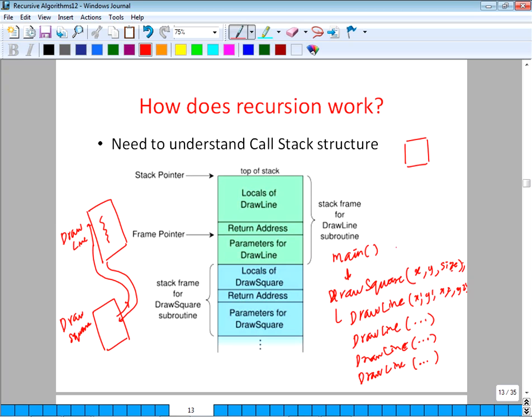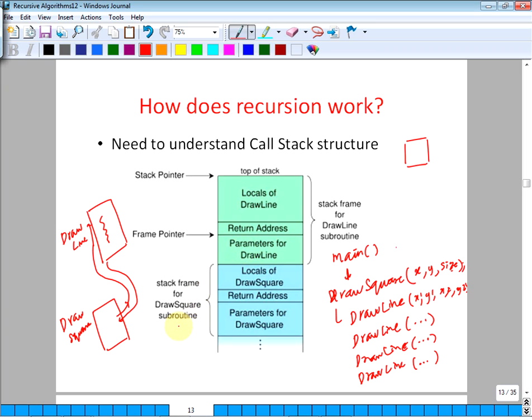When you return back from the draw line, this whole thing is gone. The stack pointer, which is at the top, moves back down to the top of draw square. This portion is called the stack frame, the stack frame for the draw line routine. So now you can imagine how this works with factorial. Remember, this is no recursion. Draw square is invoking draw line, but the same mechanism is really used even when you use recursion.